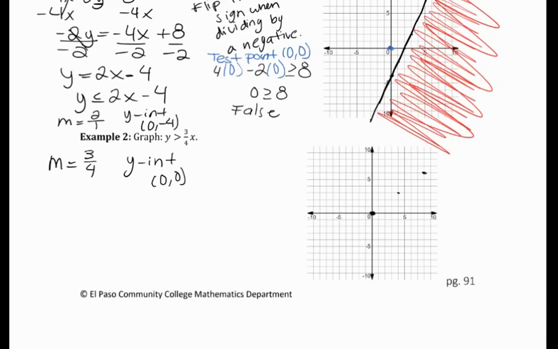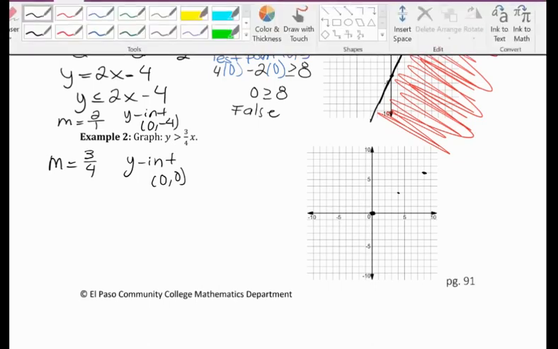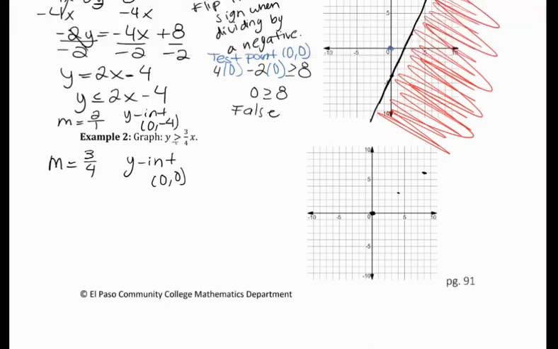Okay. Now, as we can notice, this symbol is not underlined, which means this is going to be a dashed line. So let's go ahead and do a dashed line to connect those points.